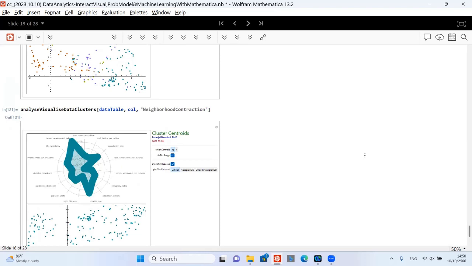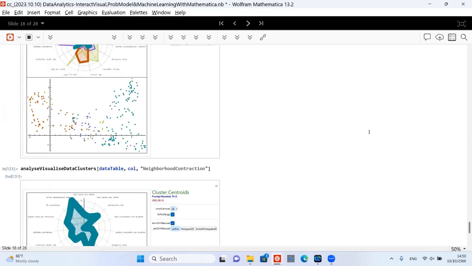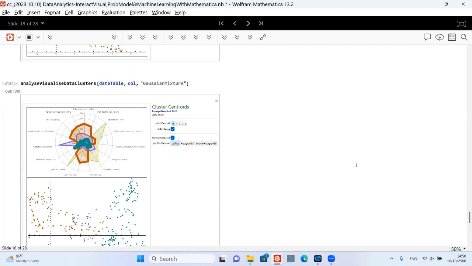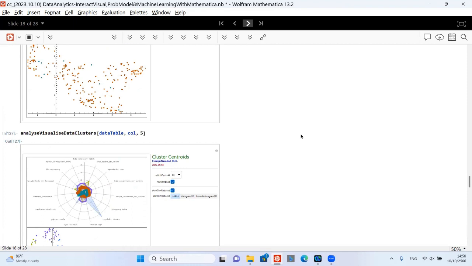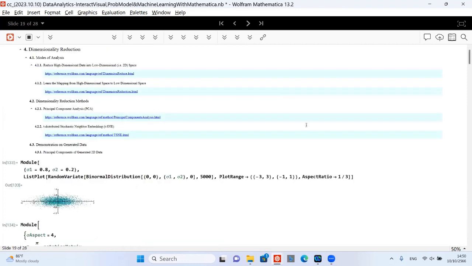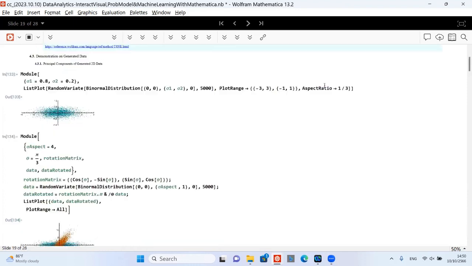Okay. Now, let's talk dimensionality reduction. Okay. Now, let me do this. Let me try using pictures first.